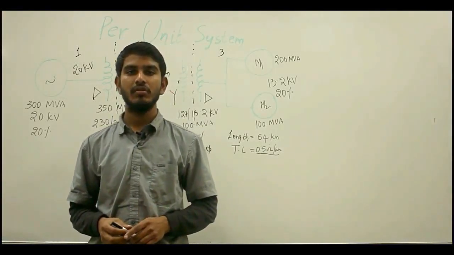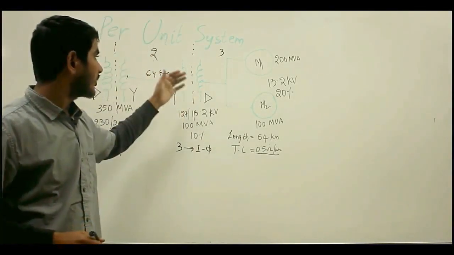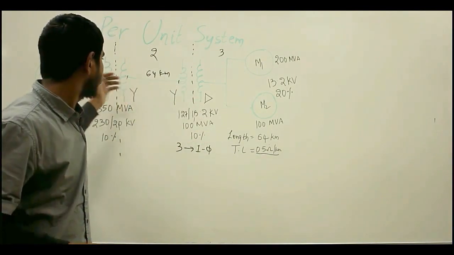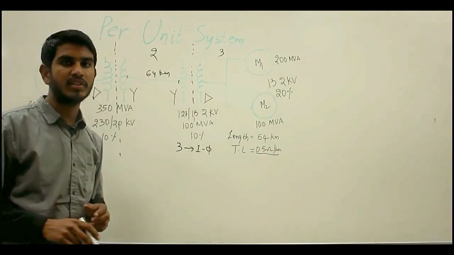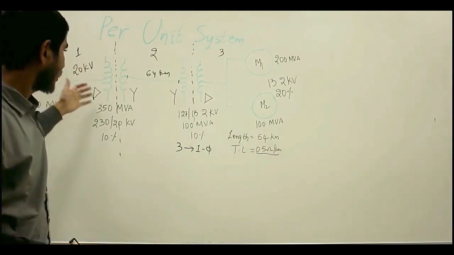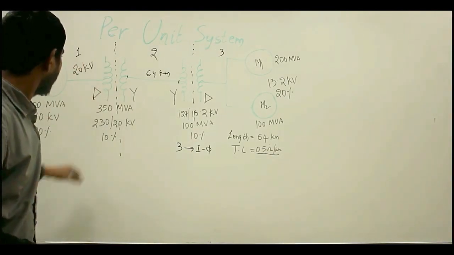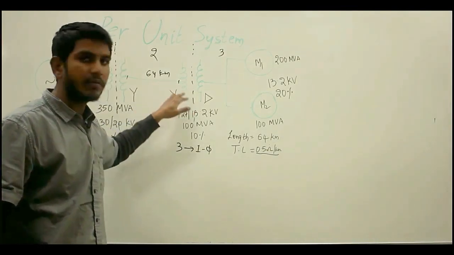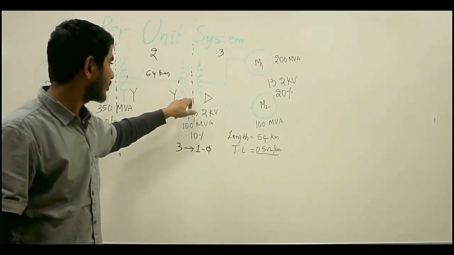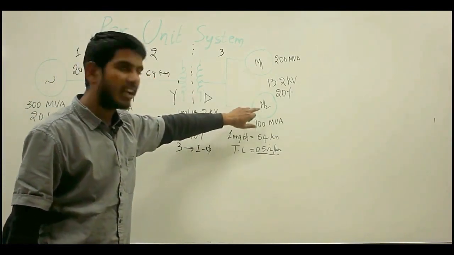Hello friends, in this video let us take an example and draw the reactance diagram for this single line diagram by using the per unit system representations. So I am having a generator, a transformer T1, a transmission line of 64 km, a transformer T2, and two motors M1 and M2.